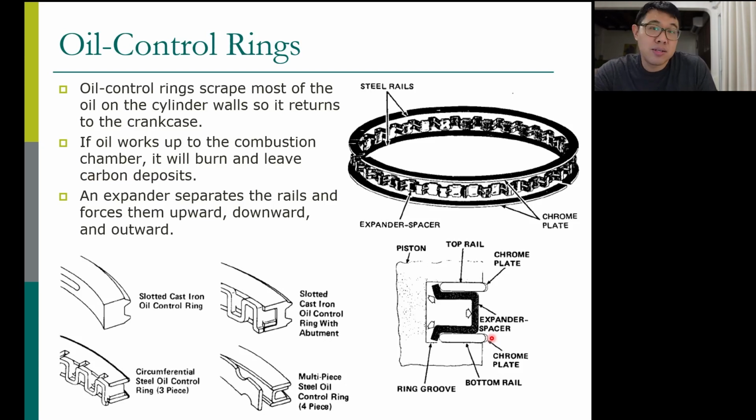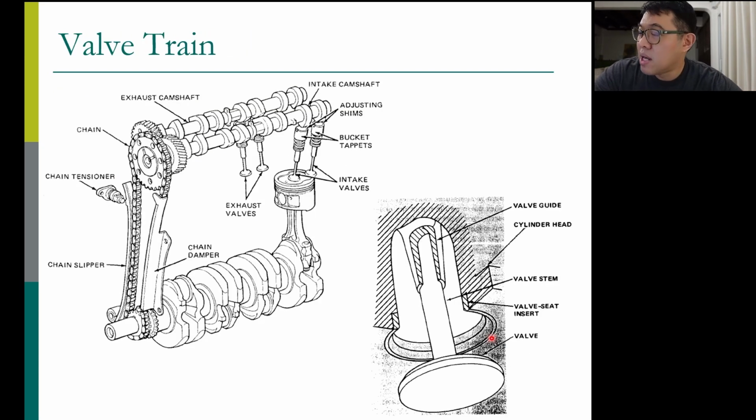Okay, so that's about the pistons. Now, the valve trains. Okay, this is a picture of a valve train, one type of valve train. This is overhead camshaft. So from the crankshaft, you use this chain, the timing chain, to drive the camshaft.